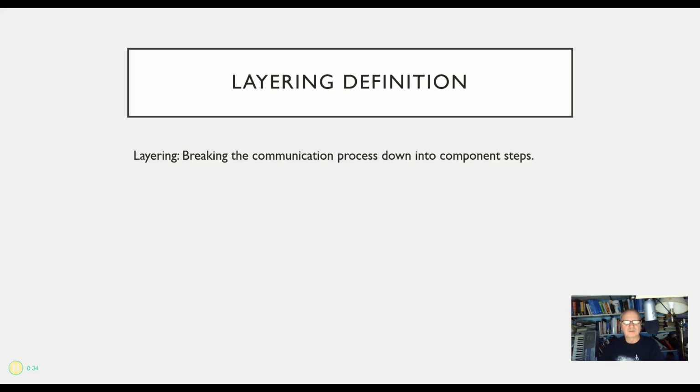We're going to look a little more deeply into layers now, and first let's define it. Layering is breaking that communication process down into its component steps. Now, if you think about speaking or writing, the post office system, the telephone system, you realize that there are always lots of steps that occur.